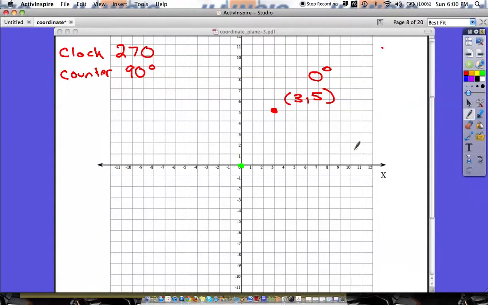Alright, here's our next problem. We are starting at the point 3, 5. We're rotating around the origin, which is 0, 0. And I want to know, if this is our starting point, where is this point if we go clockwise 270 degrees? Where is this point if we go counterclockwise 90 degrees?